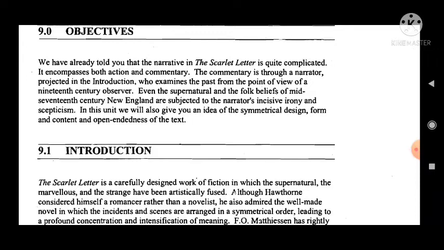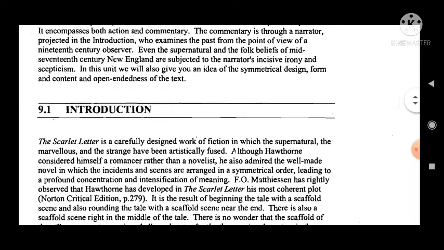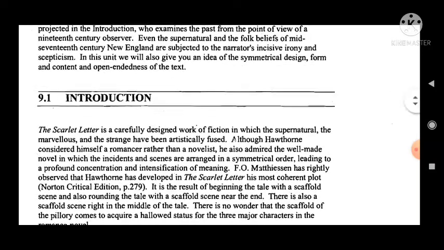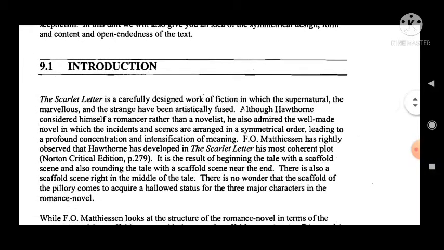Here it is the 19th century story or narratives. Even the supernatural and the folk beliefs of mid-17th century New England are subjected to the narrator's incisive irony and skepticism. In this unit we will also give you an idea of the symmetrical design, form and content and open-endedness of the text.